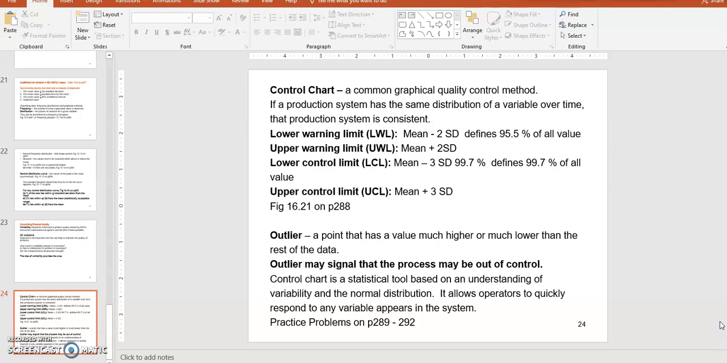Okay, and there may be some values going out of those limits. We call those outliers, and those are not good in statistics in your quality control. Okay, and outliers may be a signal that there's a problem in your process. Then you need to find out what the source of the problem is.